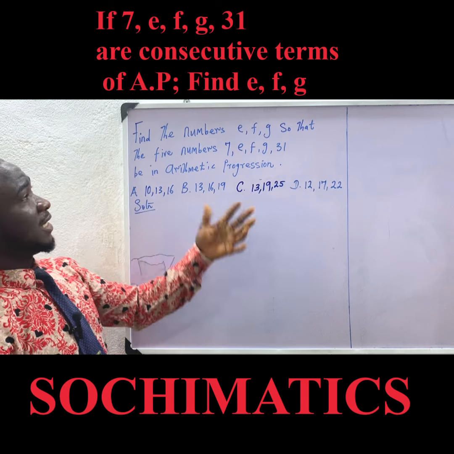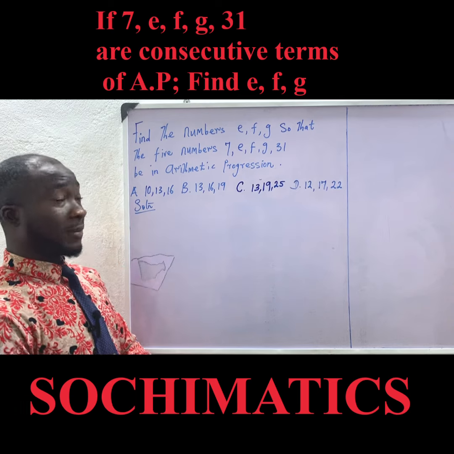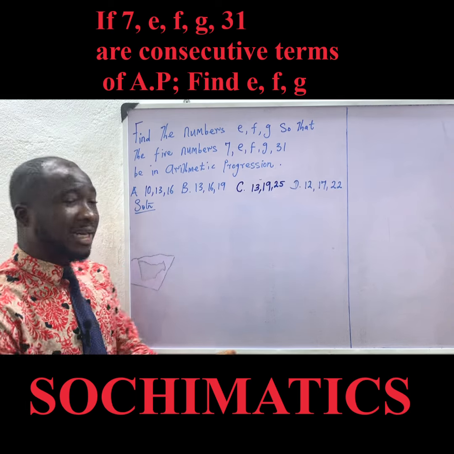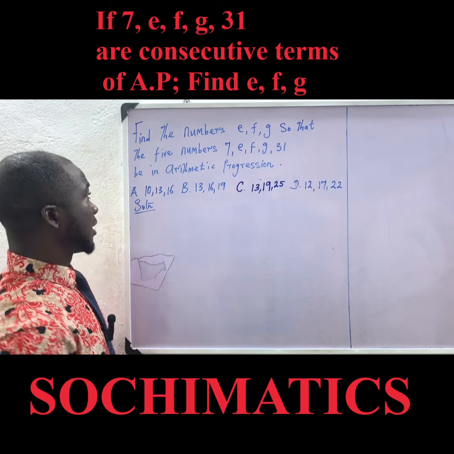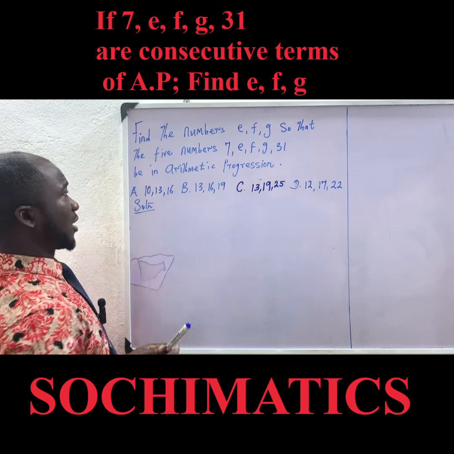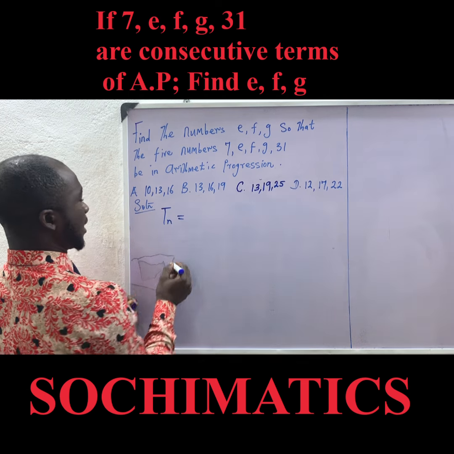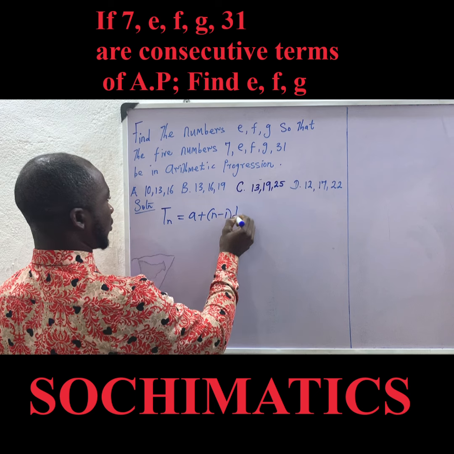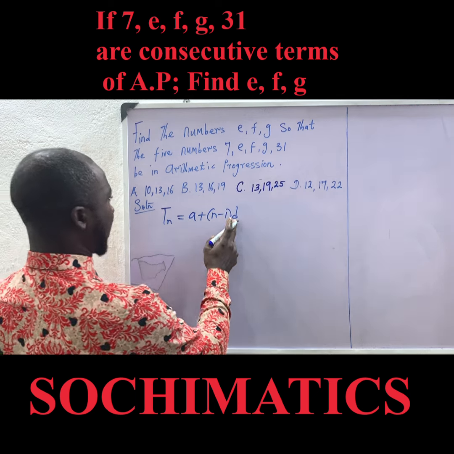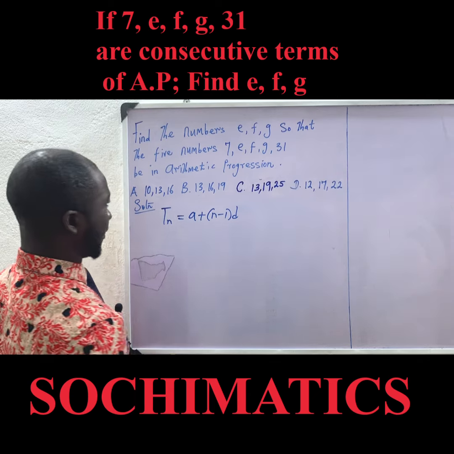To find the value of E, F, G so that the 5 numbers 7, E, F, G, 31 will be in arithmetic progression, this is how we do it. Recall that the general form of any given arithmetic progression or arithmetic sequence, Tn, is denoted by a plus (n minus 1)d, where a is the first term, d is the common difference, and n is the number of terms in the given sequence.